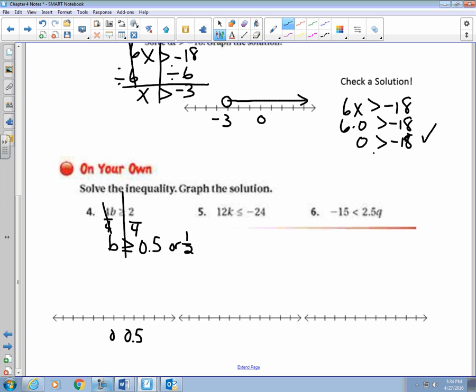And b can be greater than 0.5 or equal to it. So I'll put a closed circle for equal to. And since it can also be greater than, that means we go to the right with our arrow.